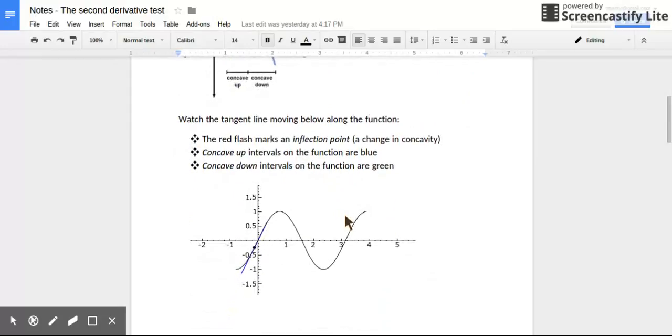Let's watch this animation to just get a better grasp on concavity. So what we're watching is a tangent line tracing a sine graph. And as it goes, it's changing colors. So when it's blue, it's representing concave up. When it flashes, that's a point of inflection, so it's going to change concavity. And then when it's green, it's representing concave down portions of our graph. So right now we're concave down, and then it flashes right there. That was an inflection point or a change in concavity. Now we're concave up. And then boom, it flashes again, so we changed concavity. Now we're back to concave down.